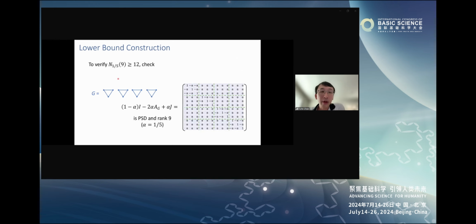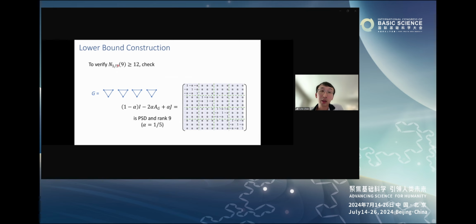For example, to verify that there exists a configuration of 12 vectors or 12 lines in 9 dimensions whose pairwise inner products are plus or minus 1/5. Well, if I were to give you the vectors as coordinates, it would be quite unwieldy. They're complicated numbers. But a better way is to just show you this graph G. It consists of 4 disjoint triangles. And it's not too hard to check, if you have a bit of time to think about it, that this satisfies the conditions that we talked about earlier, being positive semi-definite and rank 9.